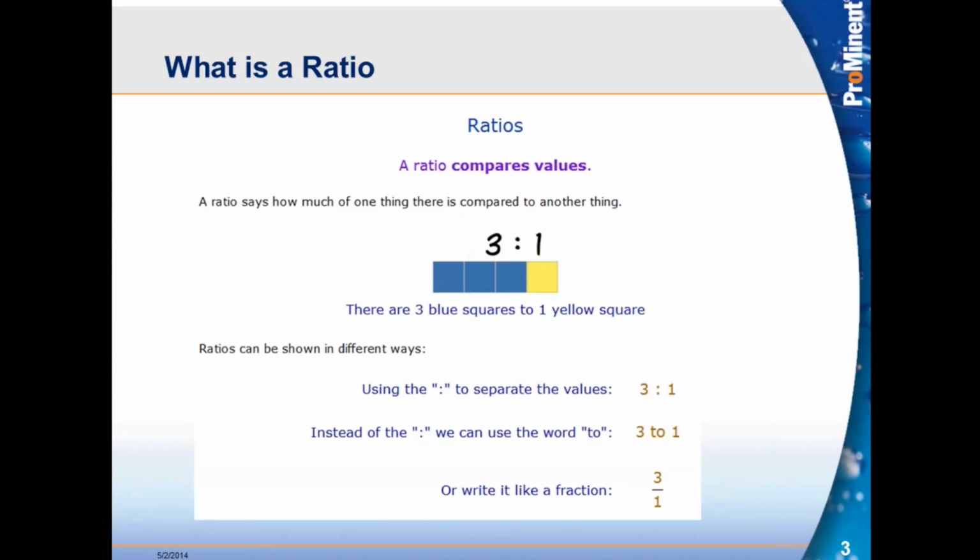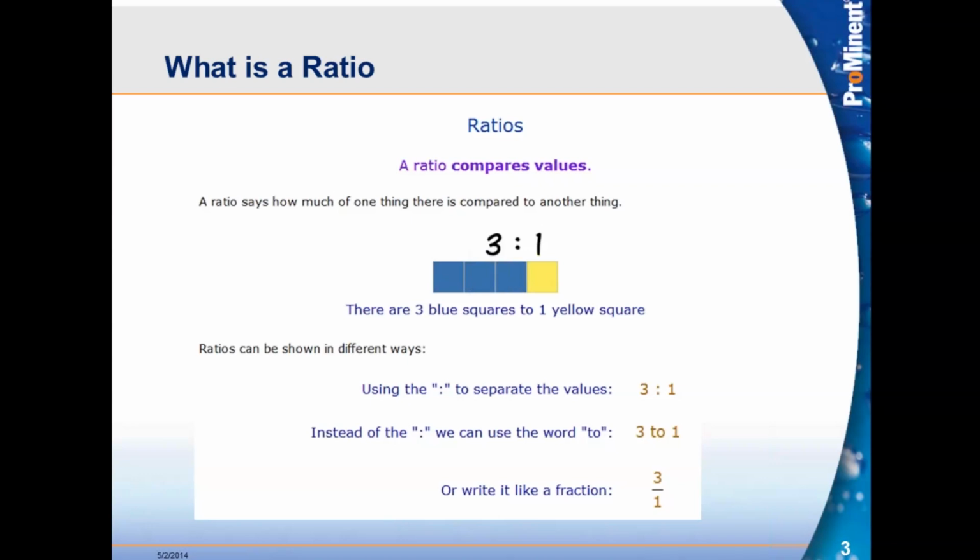3:1, it's 3 to 1. 3:2, use the word 2. 3/1, just as a fraction. All meaning the same thing. It all relates to comparing one thing to another.